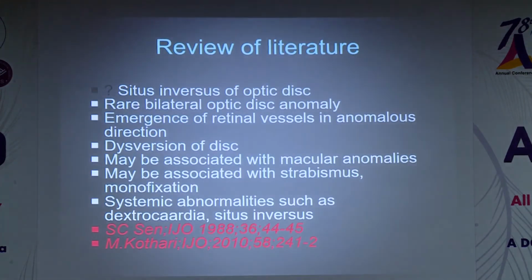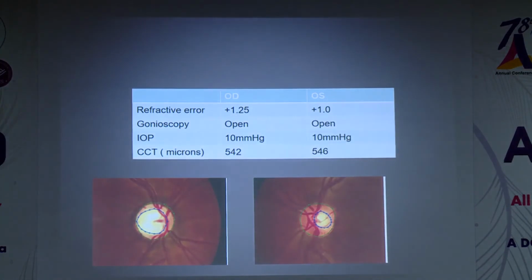But however, on going through the literature, we found that there is something called situs inversus of the optic disc, which presents like this. And this was very interesting. After this, we decided to discontinue the treatment and follow the patient closely. Over a period of 4 to 5 years, there has been no progression at all. So a false labeling here would have been disastrous for the patient.